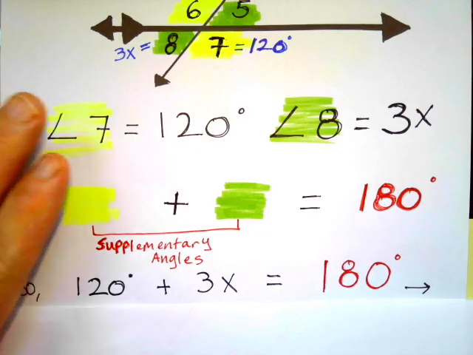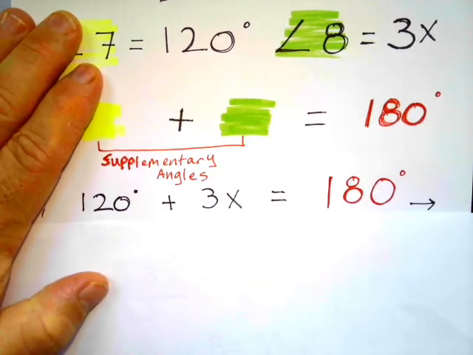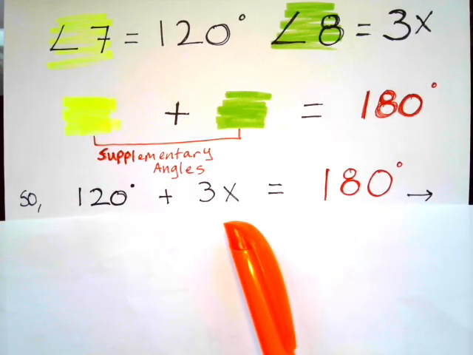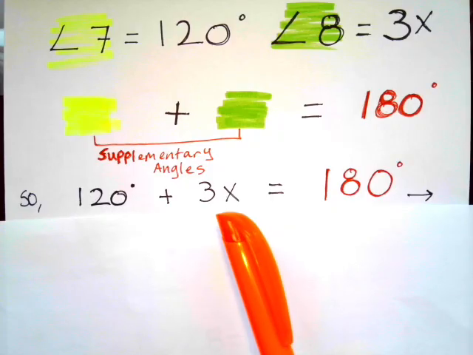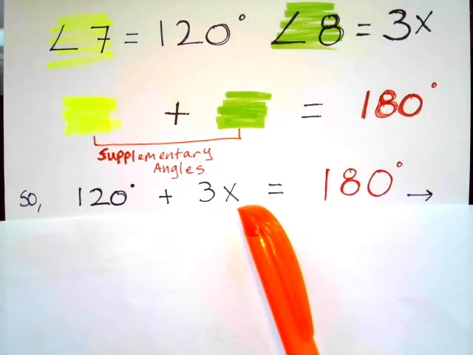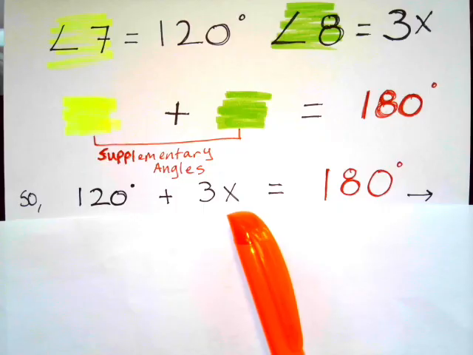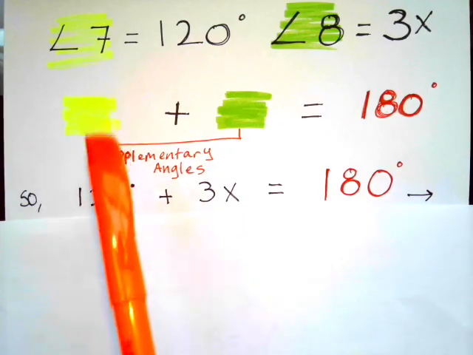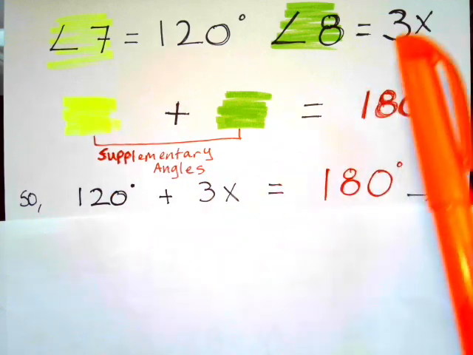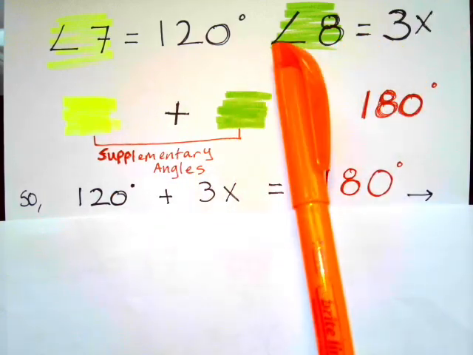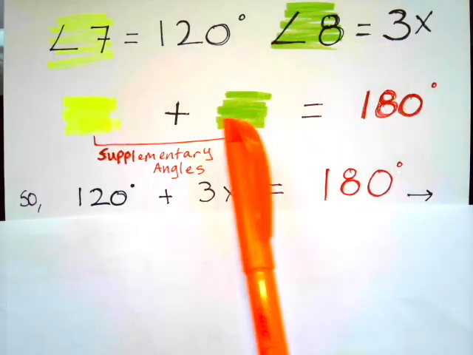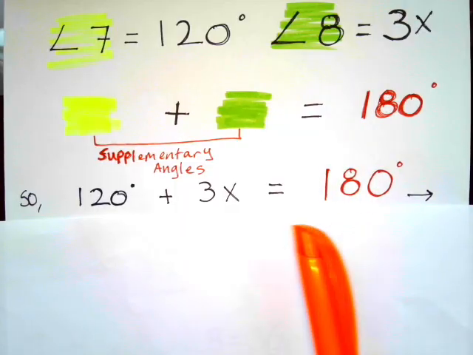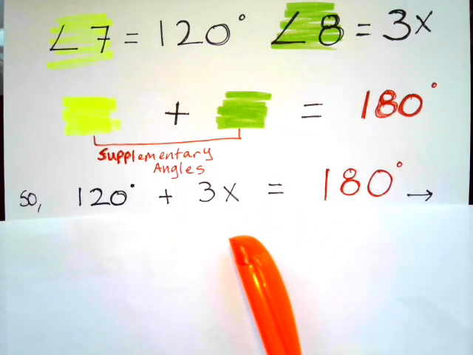So as you can see, this is going to be a two-step equation to solve for x. Remember, the question was, what is the value of x? Now I'm going to show you both how to find the value of x and how to find the value of angle 8. So we got 120, that's highlighted here with the yellow, plus, highlighted in green is the angle 8, which is equal to 3x. So I'm going to put a 3x right here. That's what you see here. Equals 180 degrees. Now this is a two-step equation.